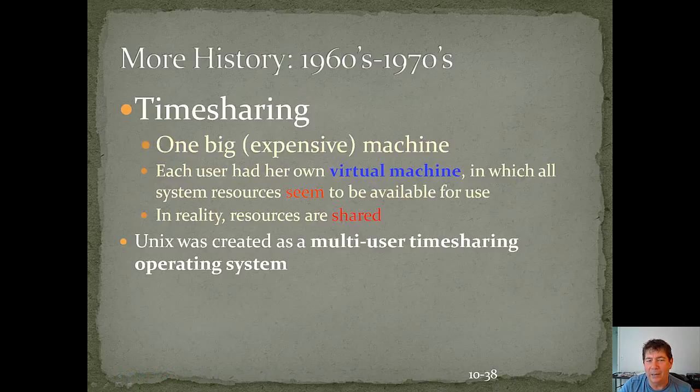So there's a different idea called time sharing. This is where you still have one big expensive machine, and each user had their own virtual machine. The virtual machine had system resources that were available to use, but in reality all the resources were still shared. Unix was created as a multi-user time-sharing operating system.